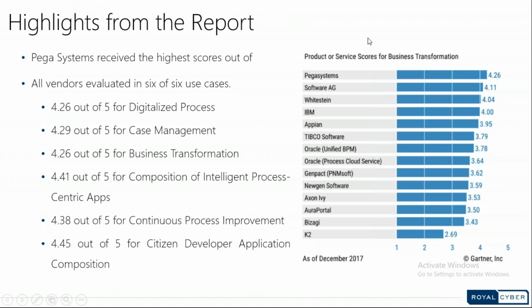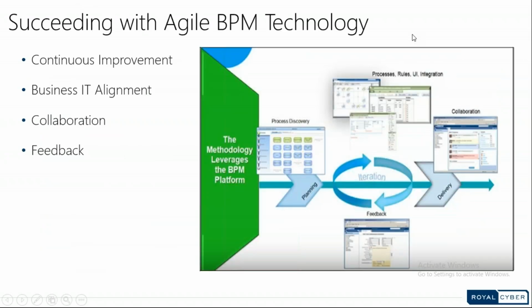Okay. So moving on to the next slide. We discussed a little bit about the agile process and also Pega. And now, to be successful in any agile BPM technology, these are the key elements. One is continuous improvement and business idea alignment, collaboration, and feedback. So we will see how, as we already discussed, we have tools in Pega, inbuilt tools, which will help us to achieve this. So first thing is planning phase.